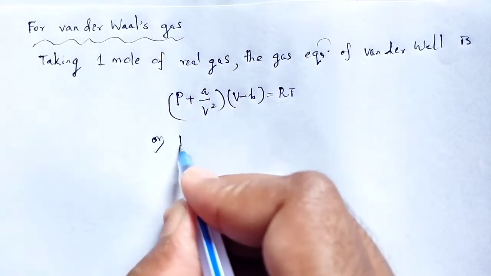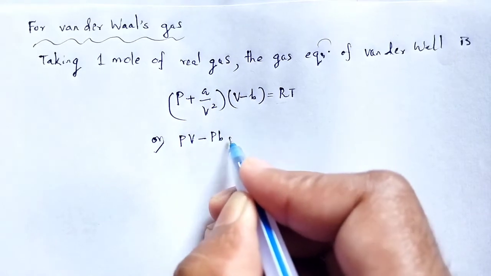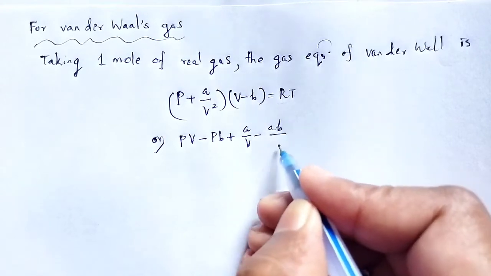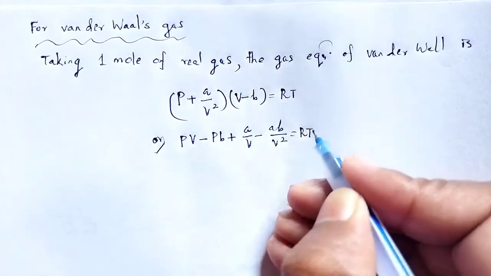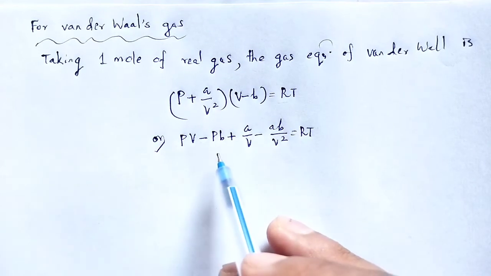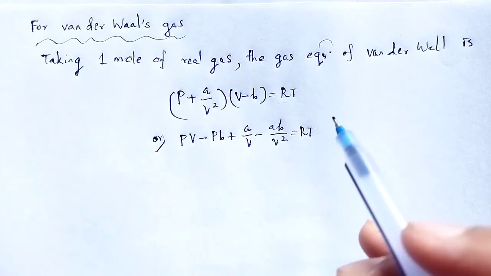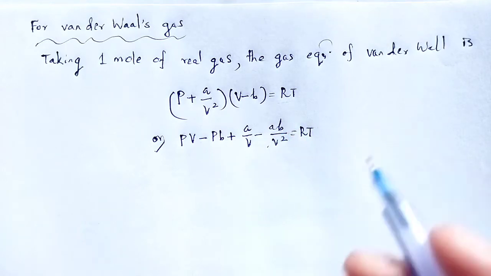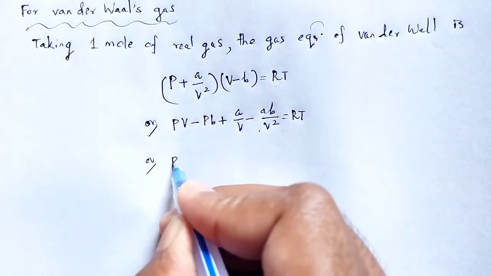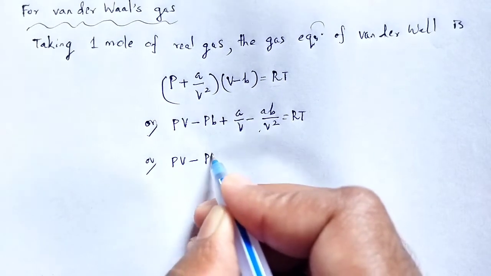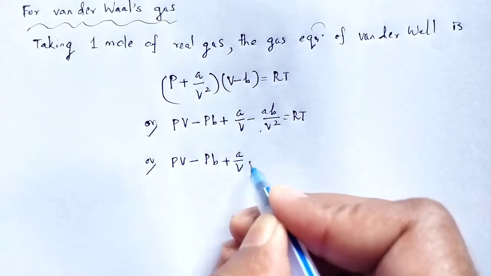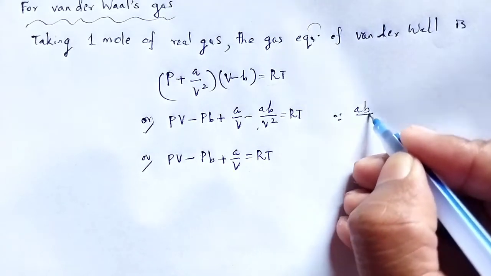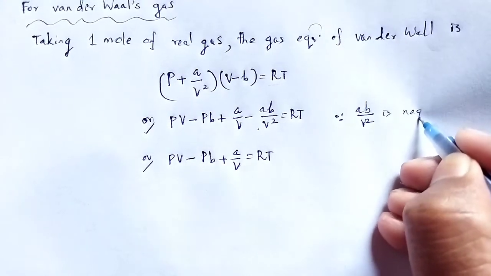Expanding that bracket, we get PV minus PB plus A by V minus AB by V square is equal to RT. Since the Van der Waals constants A and B are very small quantities in comparison to the large quantity V square, that term is neglected. So we have PV minus PB plus A by V is equal to RT, as AB by V square is neglected.